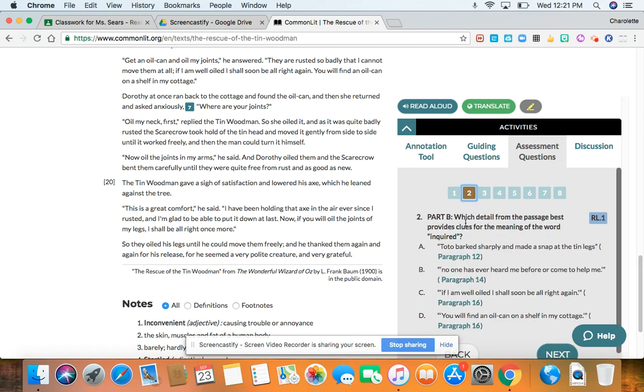Part B now asks you which detail from the passage best provides clues for the meaning of the word inquired. Your job is to figure out which detail helps you understand, gives you the clues for this word inquired. Remember, we said inquired meant asked. So, "Toto barked sharply and made a snap at the tin legs." Is that a detail providing us a clue that inquired means asked? Absolutely not. Throw it out.